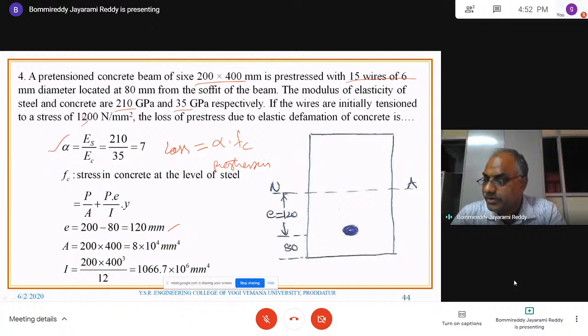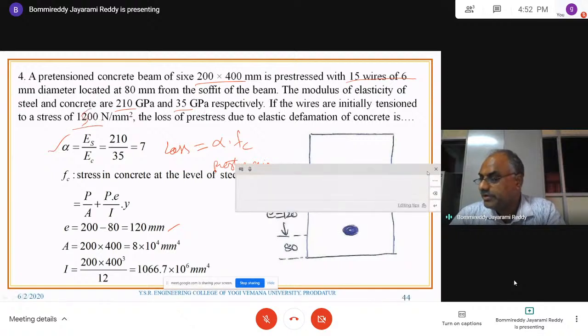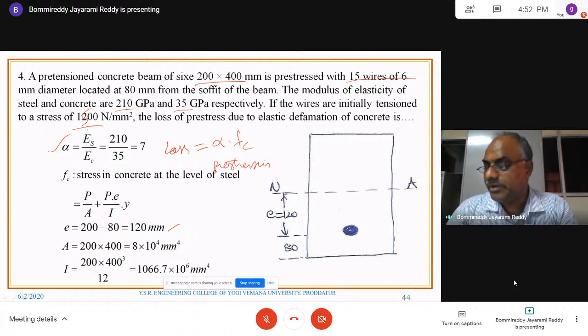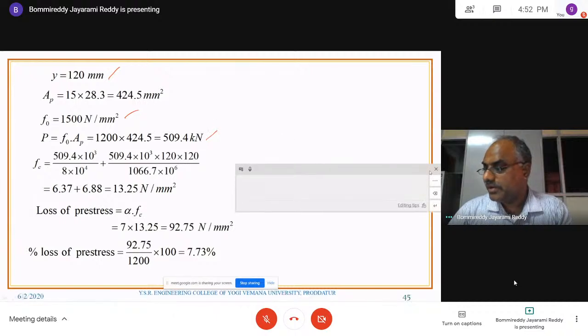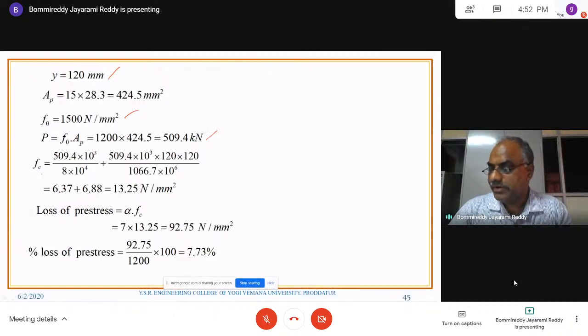Sorry, here it is 1500. Initial pre-stressing stress in the cable is 1500 Newton per mm square. So now what you do, pre-stressing force means F naught into AP, you will get the pre-stressing force, and afterwards find out FC. FC equals P by A, P into E by I into Y. Accordingly, you will get 13.25 as the stress.